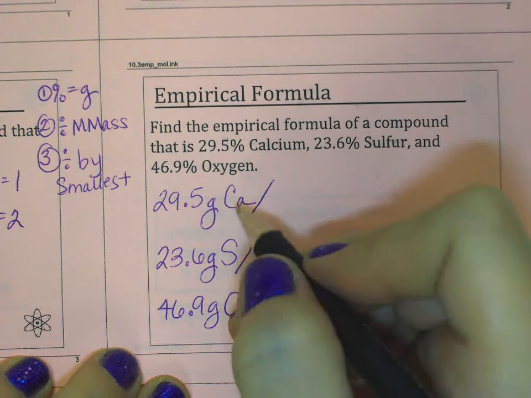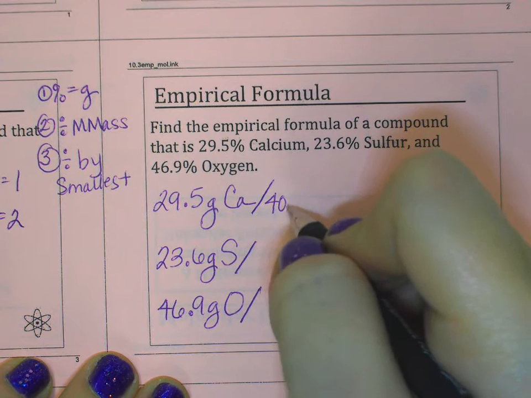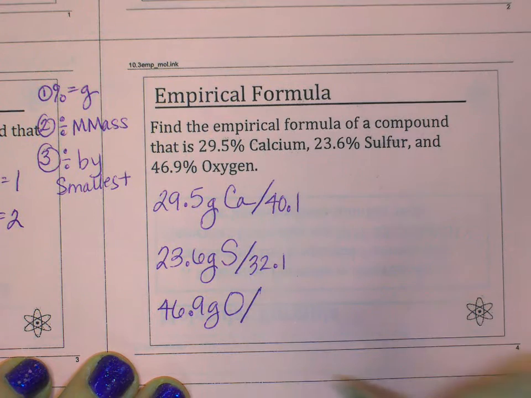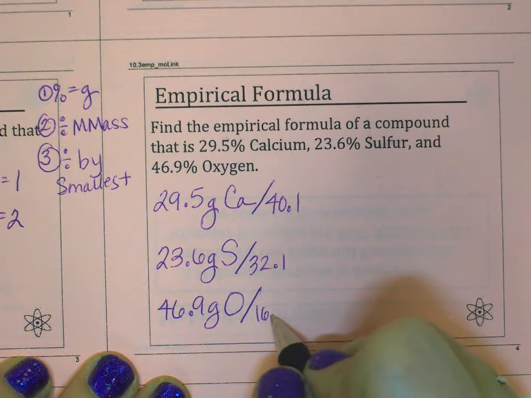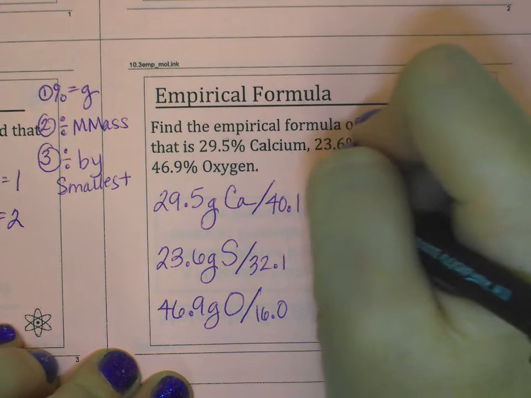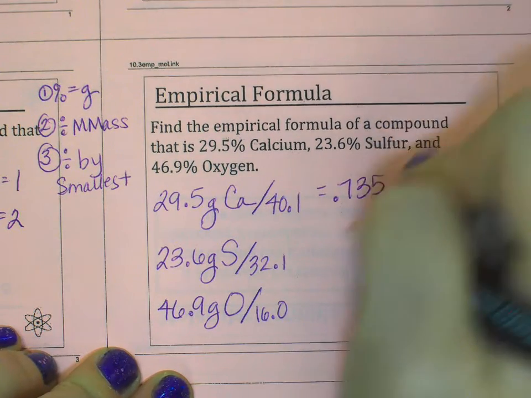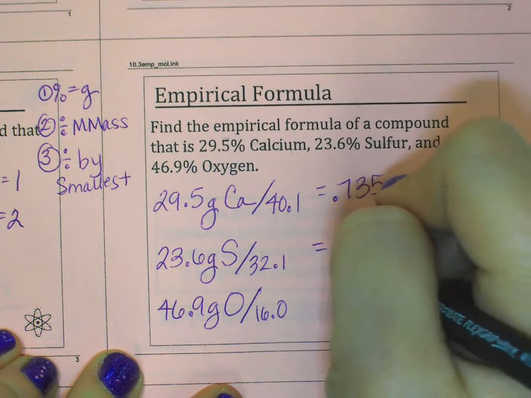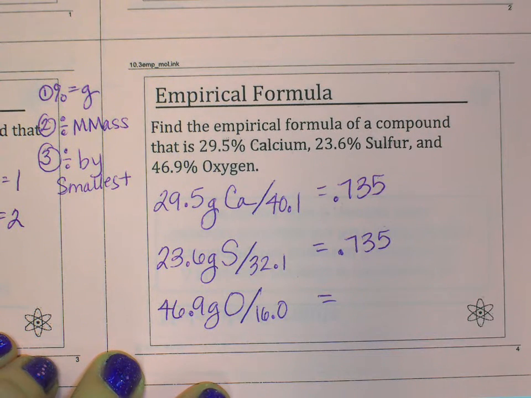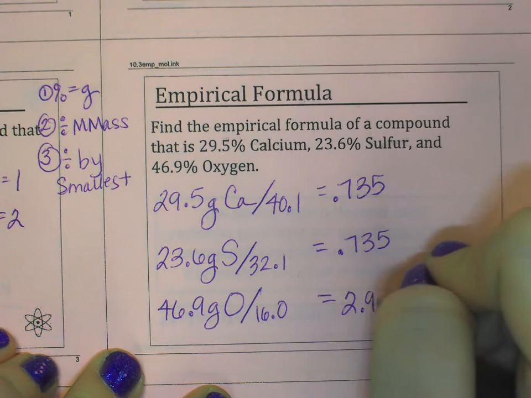The molar mass of calcium is 40.1. The molar mass of sulfur, 32.1, and the molar mass of oxygen, 16.0. So I'm going to take all of these and divide them out. 0.735 for this one. I get 0.735 for this one. And I get 2.931 for this guy.